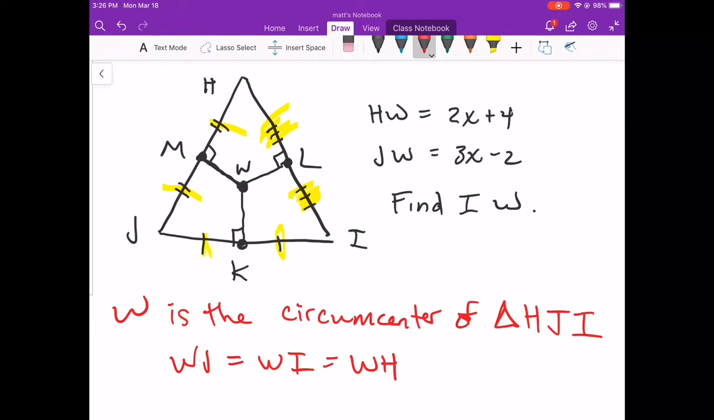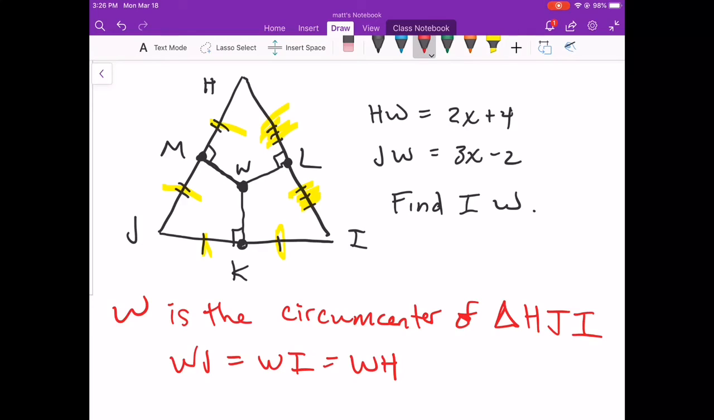Okay, well then I go and look at this problem. HW, they tell me, is 2x plus 4. So there's no segment in this picture that tells you what that is. You've got to know that the distance from H to W is the same as the distance from J to W is the same as the distance from I to W so that you can set up an equation. So HW and JW are the exact same thing because they're distances from an angle to the circumcenter. So I can actually set those two things equal to each other and help me find x.